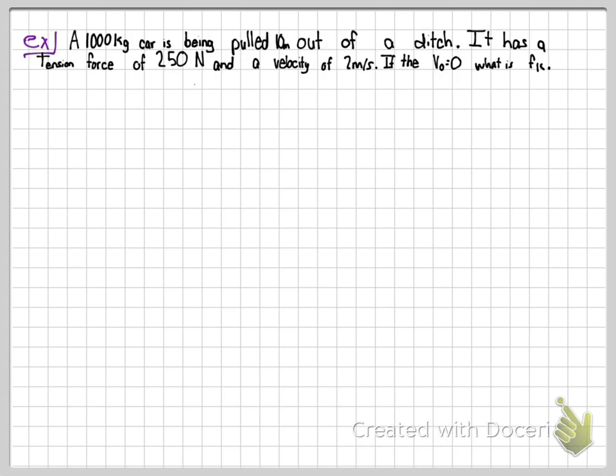Let's try another example. A 1,000-kilogram car is being pulled 10 meters out of a ditch. It has a tension force of 250 newtons and a velocity of 2 meters per second. If the initial velocity is 0, what is the kinetic friction?